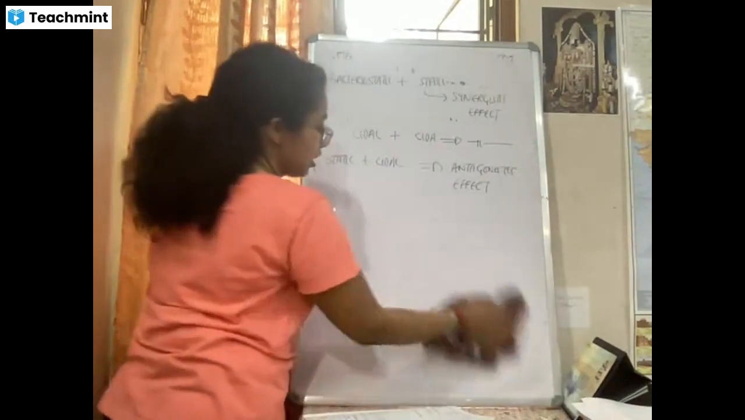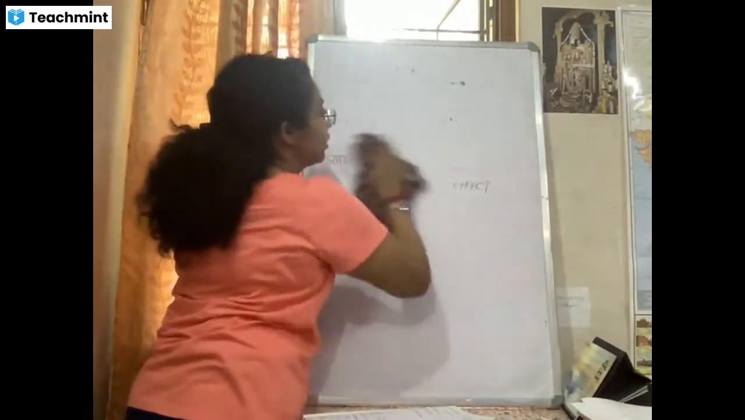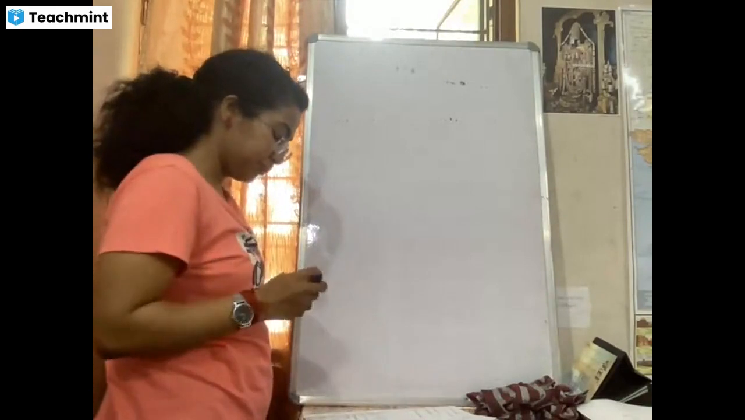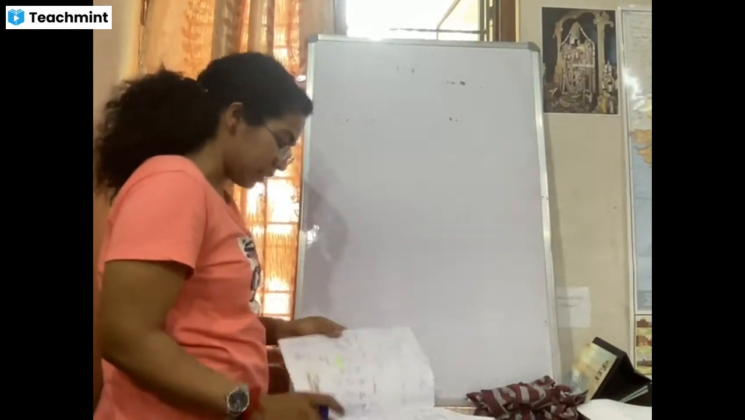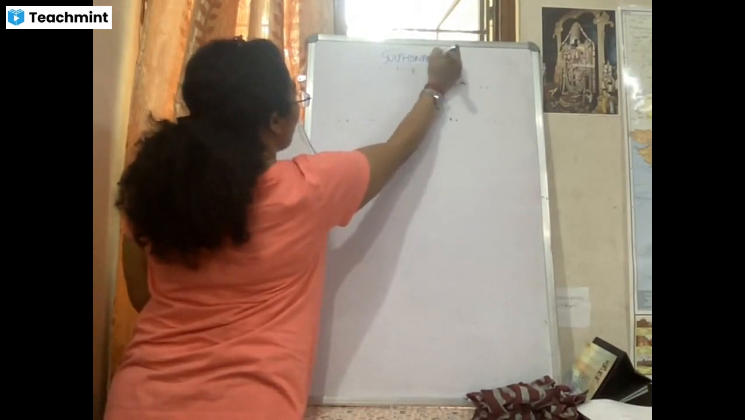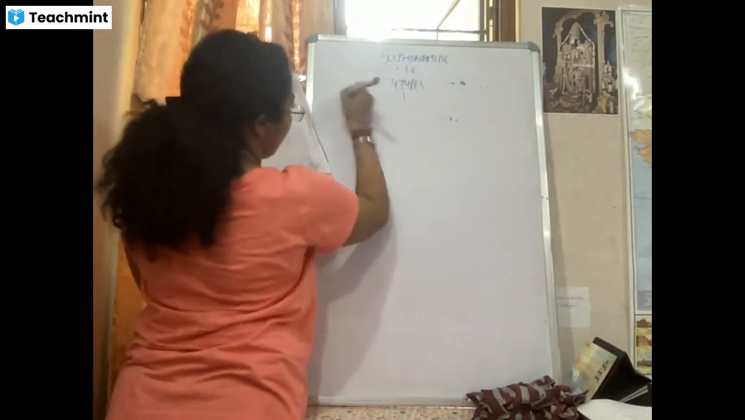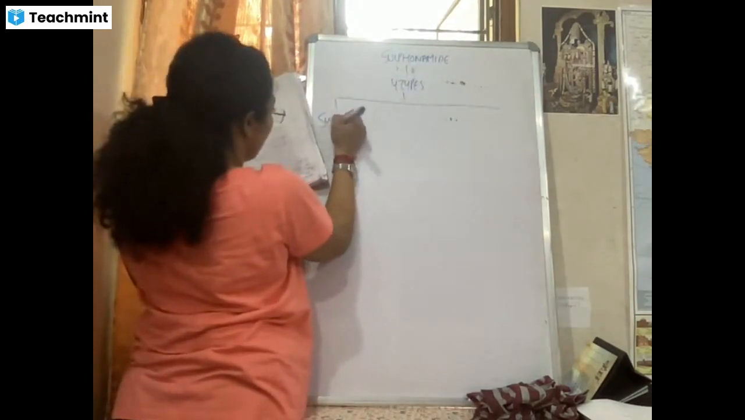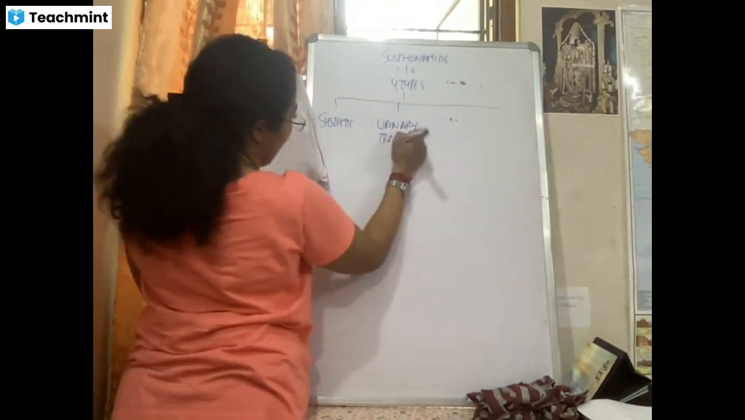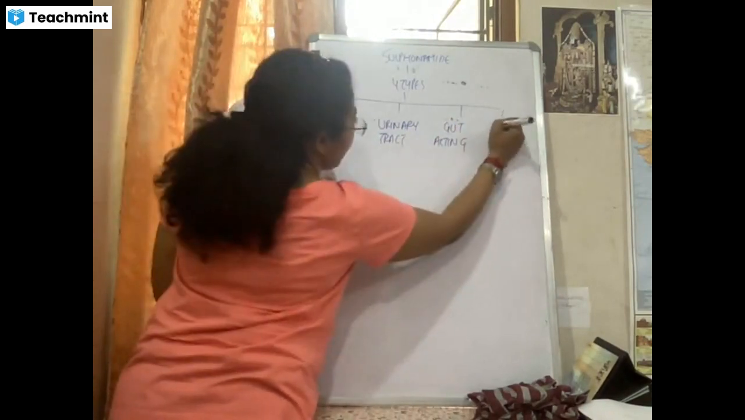Now we will study the classification of antibiotics. Firstly, starting with the first antibiotic, that is the sulfonamide. Sulfonamides are of four types. They are systemic acting, then urinary tract acting, then gut acting, and topically acting.